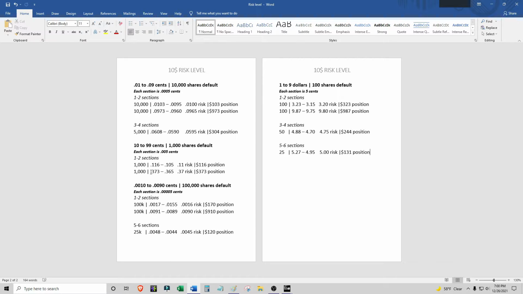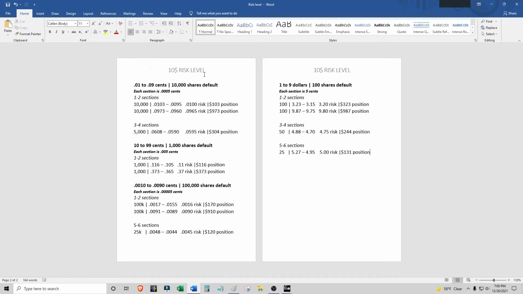Let's make another example. I just want to reinforce this and show that it doesn't matter what price the stock is, as long as you're trading by a certain default shares. In that particular trade, you're still trading a $10 risk level. And of course, if you want to trade a $20 risk level, well, instead of 10,000 shares or 1,000 shares or 100,000 shares, you're going to trade 20,000 shares, 2,000 shares, 200,000 shares, or in this case, 200 shares. And if you want to do a $5 risk level, you can make a little spreadsheet and maybe print it out so you can have something to look at.